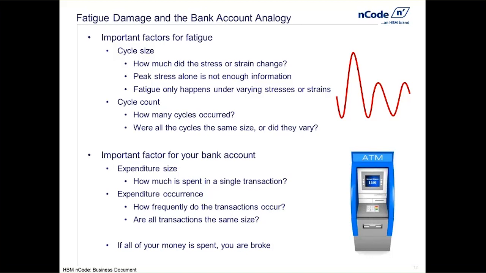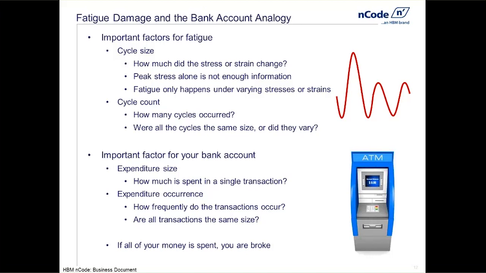So the idea is all of these expenditures are exhausting the principal amount in your bank account by some amount. Okay, it doesn't matter how big the expenditure is, you're just withdrawing from that principal. And over time, all of these cycles, all of these expenditures, whether large or small, are ultimately depleting the amount of money that you have in your account. Okay, when all your money is gone, you're broke. No pun intended there with the fatigue damage analogy.